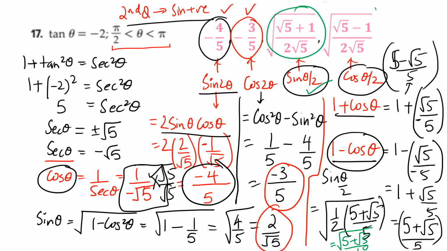Similarly for cos, the only difference will be sign. So if this is plus, this is minus. Fine. So that's how you finish your rationalization and complete this question.